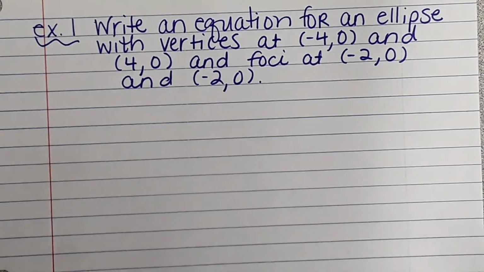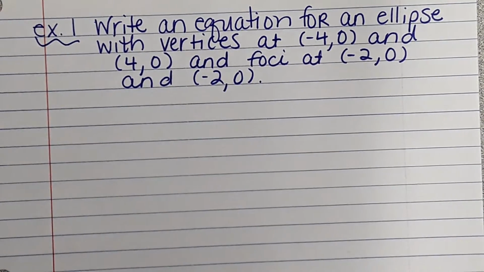So here is this problem. We're going to write an equation for an ellipse with vertices at (-4, 0) and (4, 0). So that's the first thing you know. Ellipses always have two vertices and two foci. A circle would have endpoints of a diameter, okay?